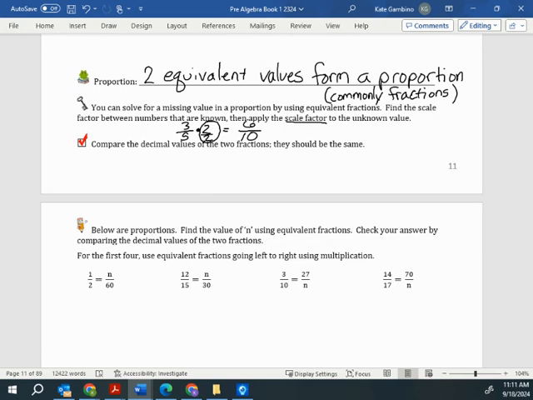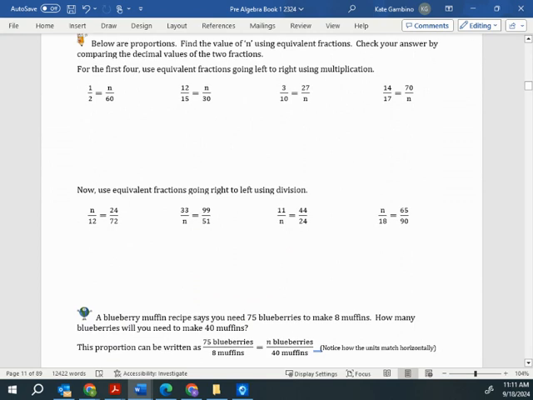Okay. So scale factor, new term, but it's something that we know. We know, oh, multiply and divide the top and the bottom by the same number. That's the scale factor. So compare the decimal values of the two fractions, and they should be the same. Equivalent fractions, proportions are equivalent. So their decimals will be the same, so we'll know that we got the right answer by, again, finding those decimals. So let's look at what that means.